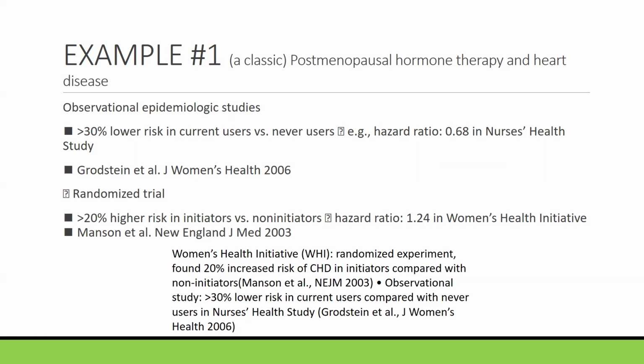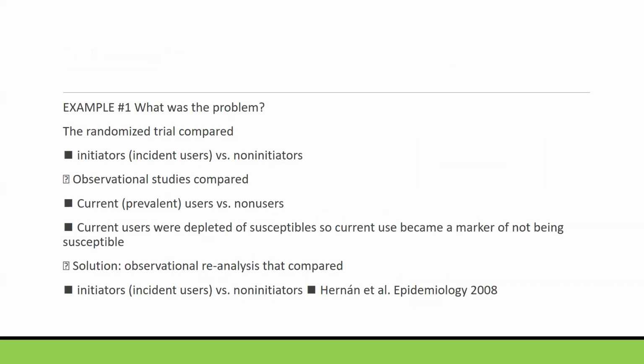So where did this mistake or challenge lie? Why do observational studies give a different finding or result compared to RCTs? The problem is the way they define the eligibility criteria. In observational studies, we always compare those who are already currently using the treatment with non-users. That is one of the mistakes that we make. These current users may be depleted of susceptibles. There is depletion of susceptibles in the current users. I will show you one.